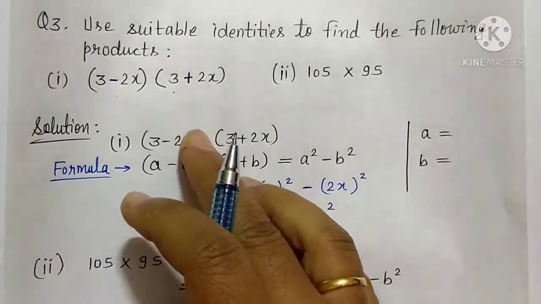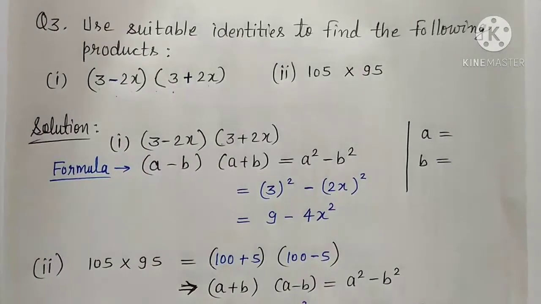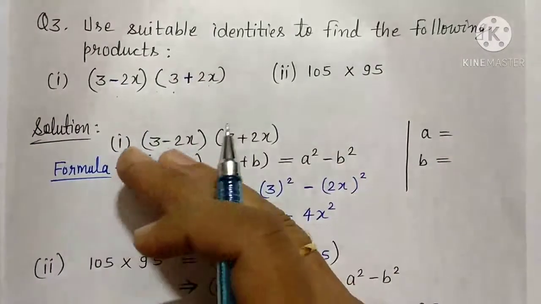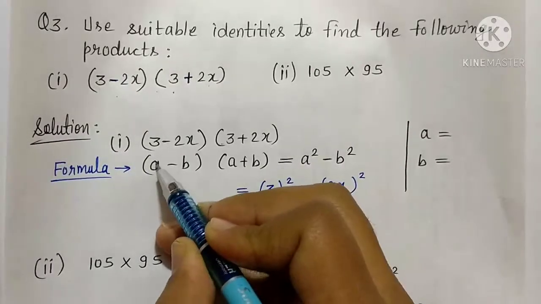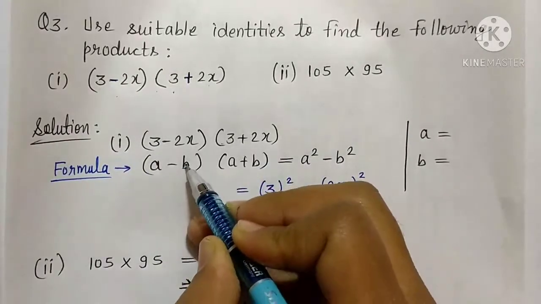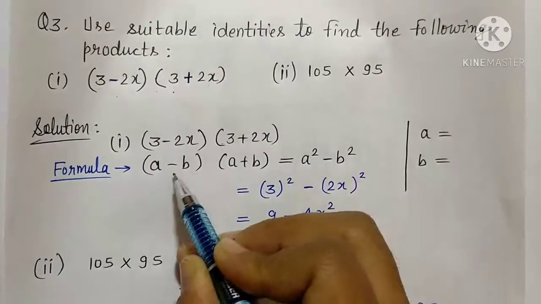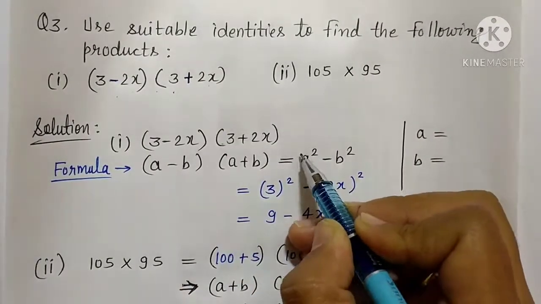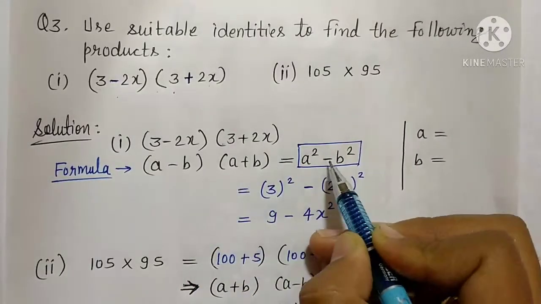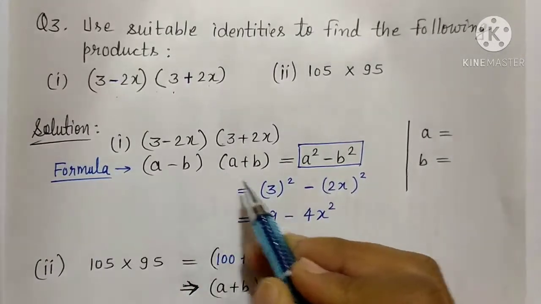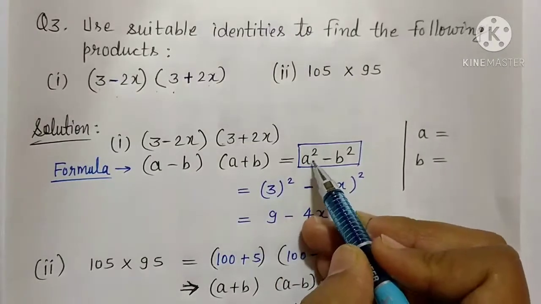So it reminds me of one identity: a minus b, a plus b equals a square minus b square. So I have written a minus b into a plus b. See, a is 3, here also 3, b is 2x, here also 2x, just the sign changes. So the formula will be a square minus b square. The question is given in this form, and we have to write the answer in this form.